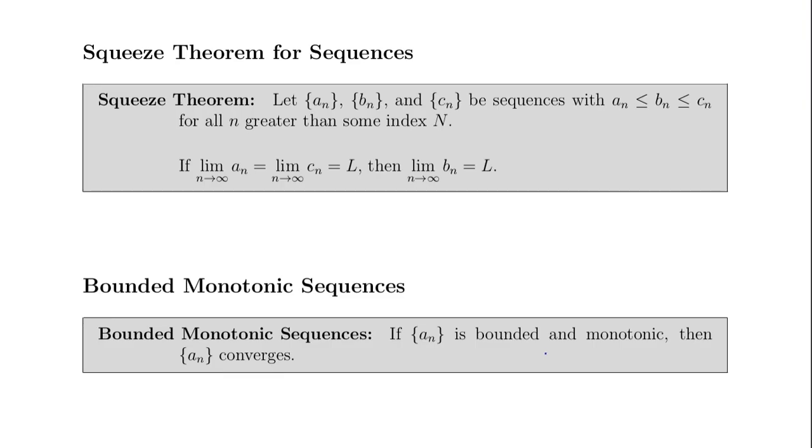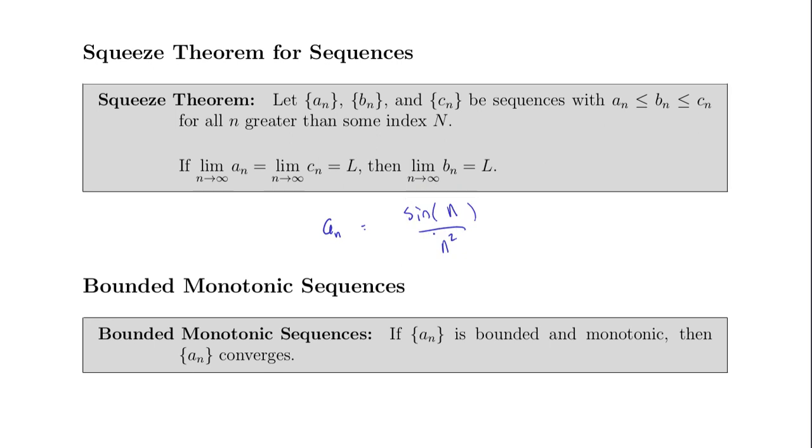Here are some basic results that we can just hammer out. We can use the squeeze theorem still. So if you have a weird sequence that looks like, I'll just say sine of n over n squared. As n goes to infinity, this is hard to deal with. It's going to bounce between negative 1 and 1.